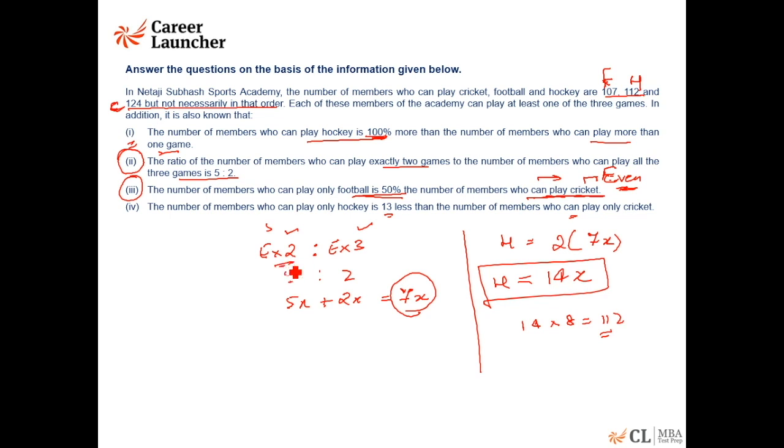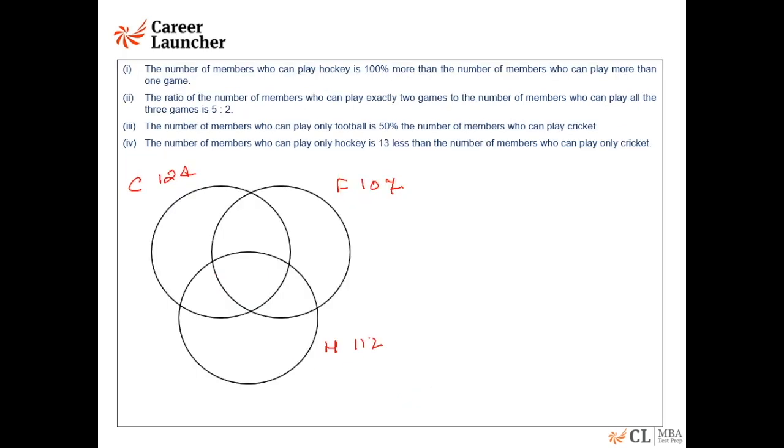Second thing, exactly 2 and exactly 3 are in the ratio 5:2. And if hockey is equal to 14x, that means 7x, and this is what was hockey, 112. That means 7x should be equal to 56, or x is equal to 8. That means exactly 2 will be 40, exactly 3 will be 16. So exactly 2 is equal to 40 and exactly 3 is equal to 16. Total is 56 as per the data given to us.